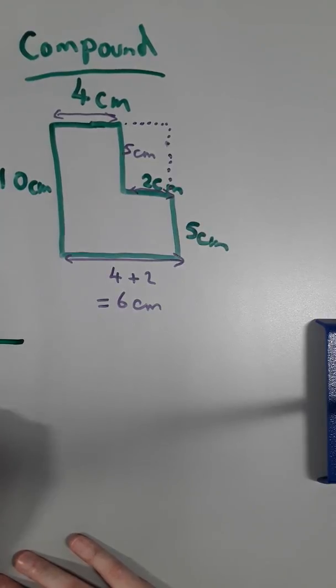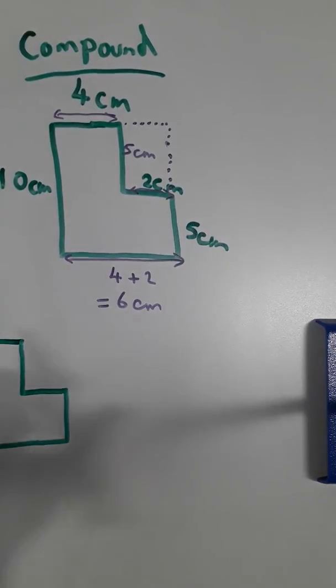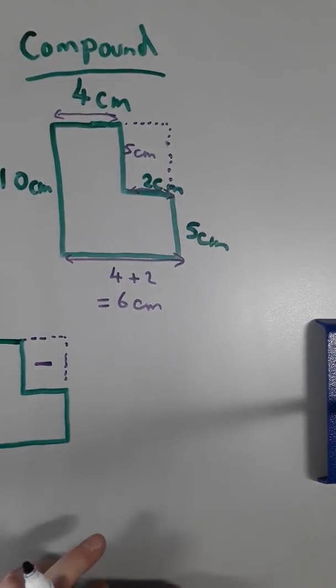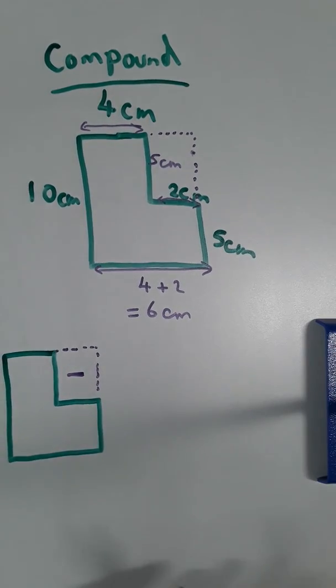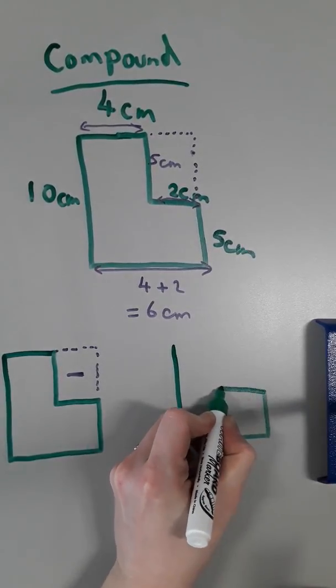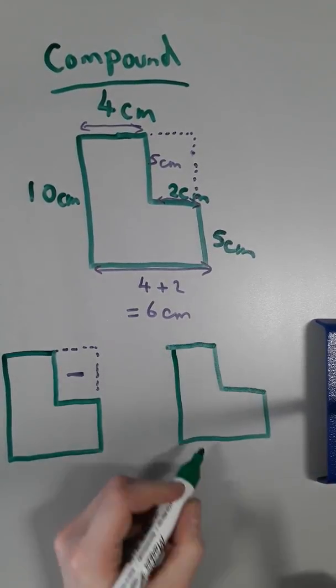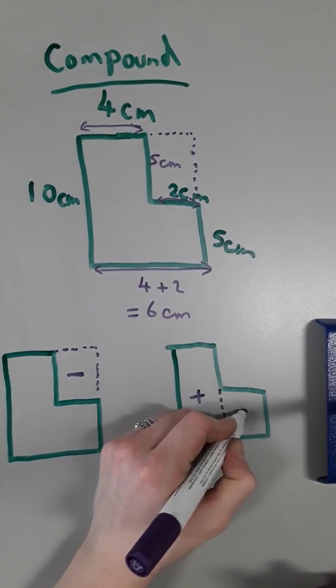You can either create a larger rectangle and then take away your extra bit. Sorry, I'm not used to this yet. Or you can take your rectangle and cut it into 2 smaller pieces and add both of those.